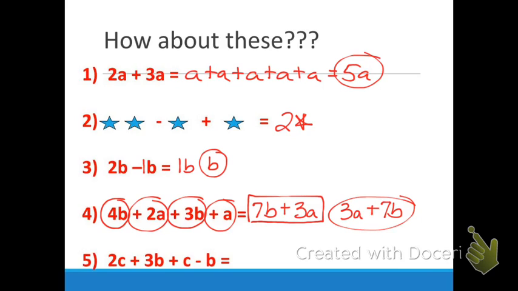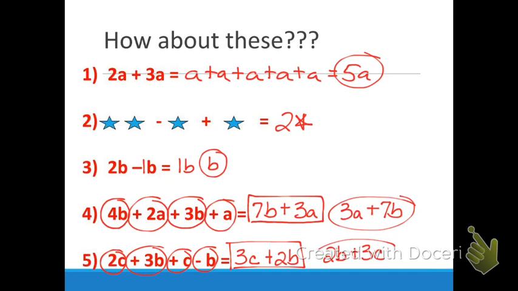All right, and then on number 5. So we have the C family, so we have 2C plus C, that's 3C, thank you, for those of you who are with me. And then we have 3B minus B, that's what? Good, plus 2B. 3C plus 2B, is that in the best form? No, so we're going to rewrite it, 2B plus 3C, because they want them to be in alphabetical order.